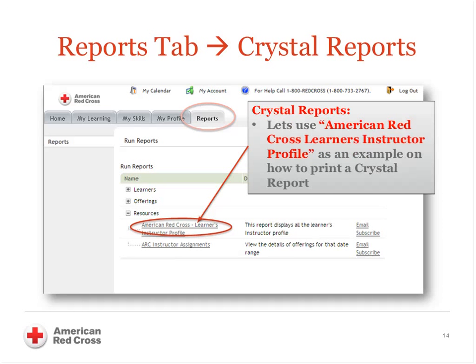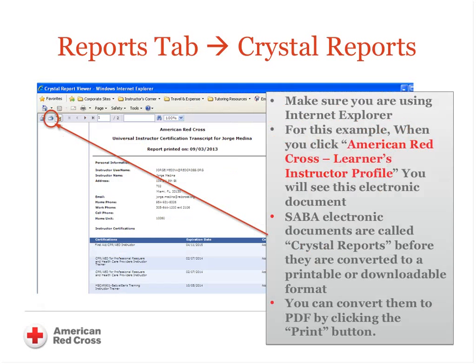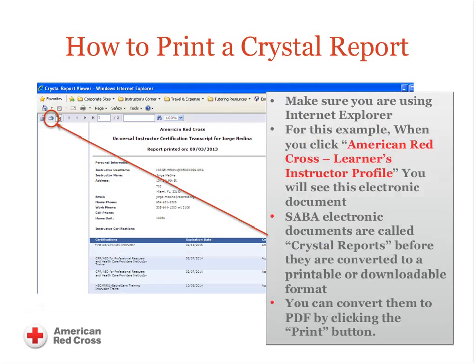So we're going to use the American Red Cross Learners Instructor profile as an example of how you would be able to print a Crystal report. So if I click that report, you'll be able to see the transcript there, and up here on the top you'll be able to see that it says Crystal Report right here on the browser. And here you'll be able to click the print button. And once you click the print button, you'll be able to convert it into a printable format.